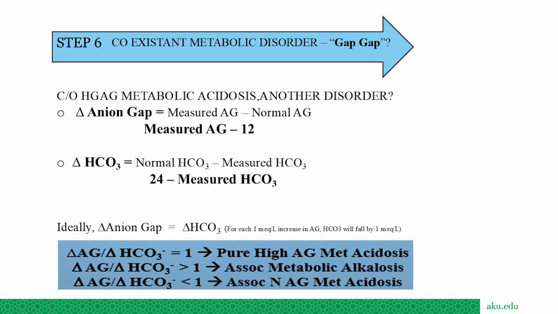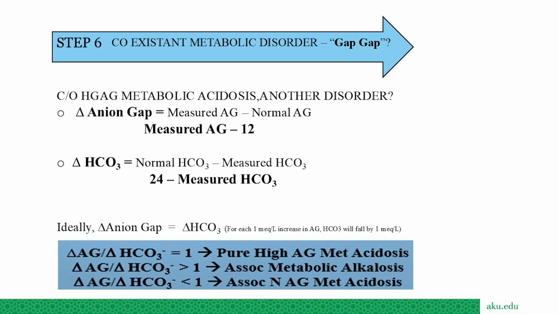We calculate the delta anionic gap, which is the difference between the measured anionic gap and the normal anionic gap. The next step is the delta bicarbonate, which is the difference between the normal bicarb and the measured bicarb. Ideally, the change in anionic gap should be equal to the change in bicarb. However, in some situations, it may not be what is ideal.